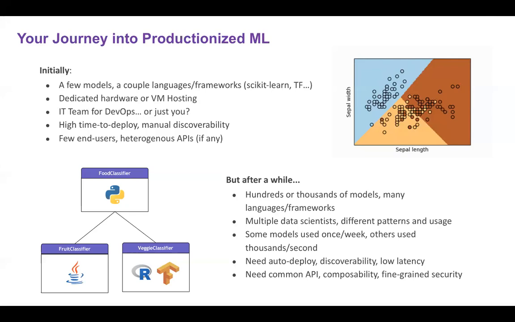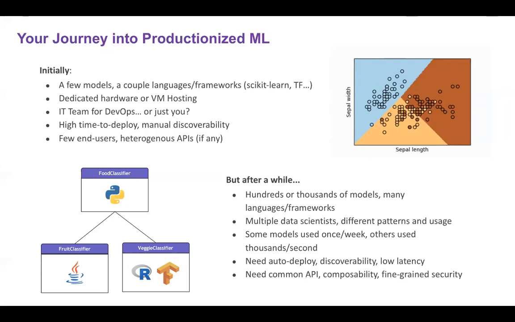As your team grows, you see different patterns of coding and usage of those models. And while some of those models might be used just once a week, others may be used thousands of times per second. So this puts a really high DevOps load on your team, and your IT department has to work really hard to make sure that your models are always available for anybody who's using them.